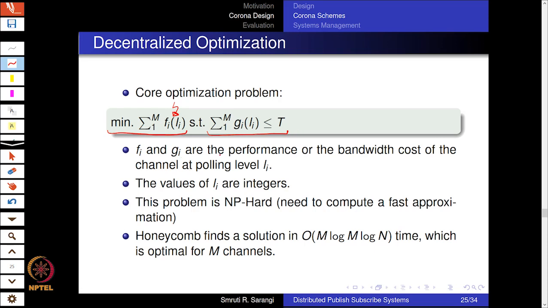If fi and gi are the performance or the bandwidth cost of the channel at polling level li, right? So it doesn't matter what these are, but for different variants of Corona, F and G will be different functions. Then we can set up an optimization problem. And if you see the Corona paper, it proves that the problem is NP hard. But of course, we can find good approximations to it, where M is the number of channels, N the number of nodes. We can find good approximations within M log N time. Honeycomb can do that.